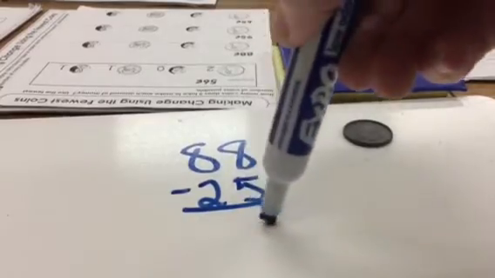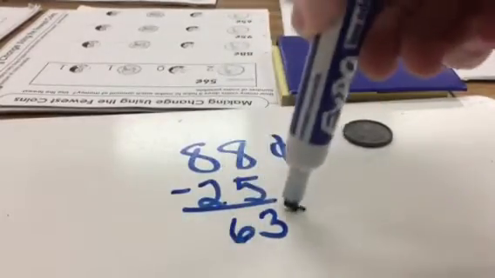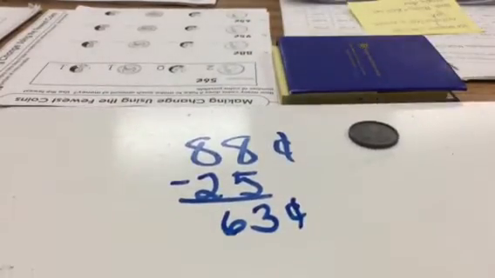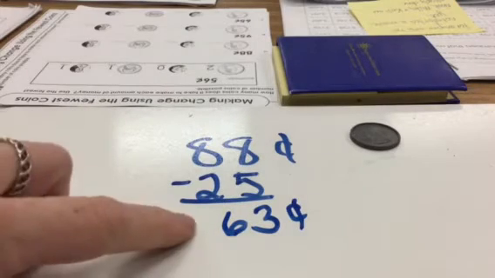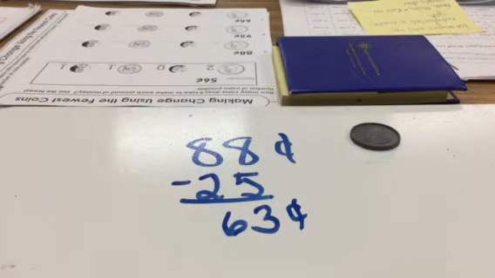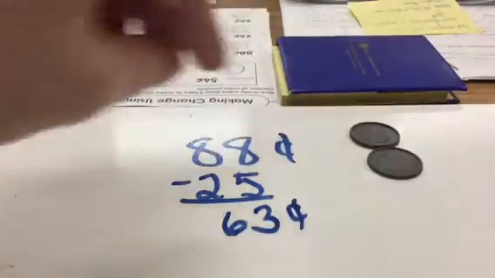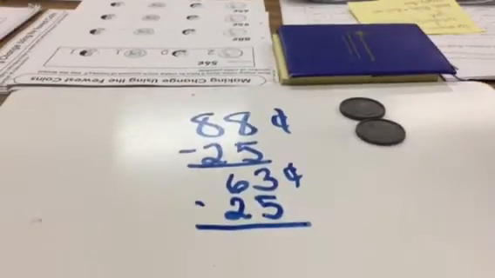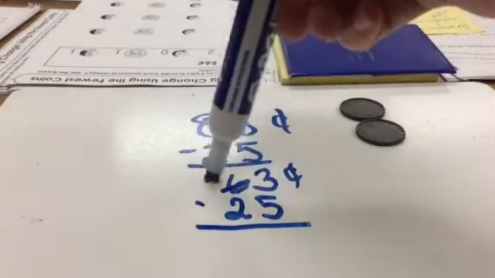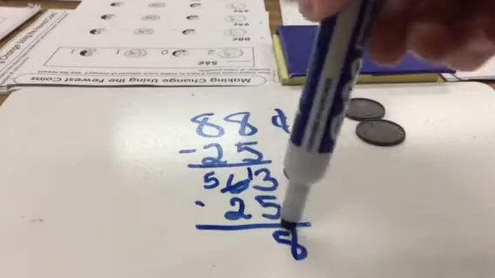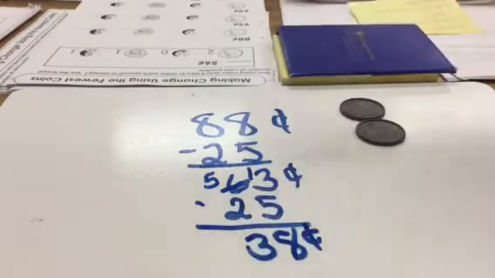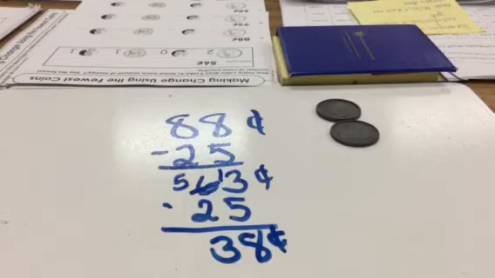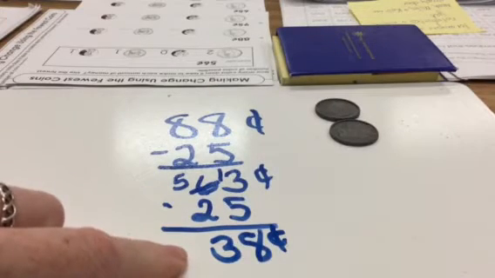Okay, so 8 minus 5 is 3, 8 minus 2 is 6. So we have 63 cents left. Do I have enough money in 63 cents to use another quarter? Why, yes, I do. There's a second quarter. So I'm going to take off another 25 cents. Okay, I can't do the subtraction there, so I have to regroup. 13 minus 5 is 8. 5 minus 2 is 3. So far I have 2 quarters, and I need 38 cents. I have 38 cents left to make.